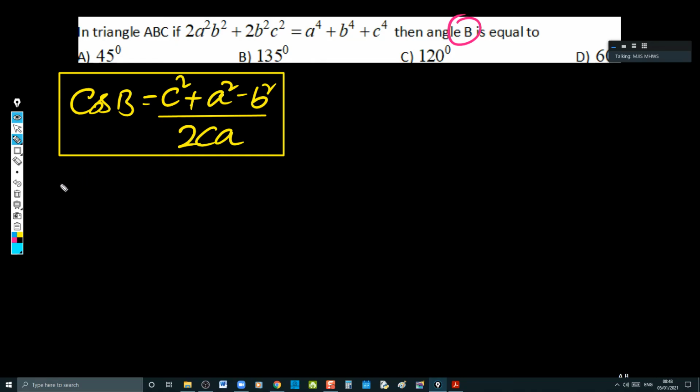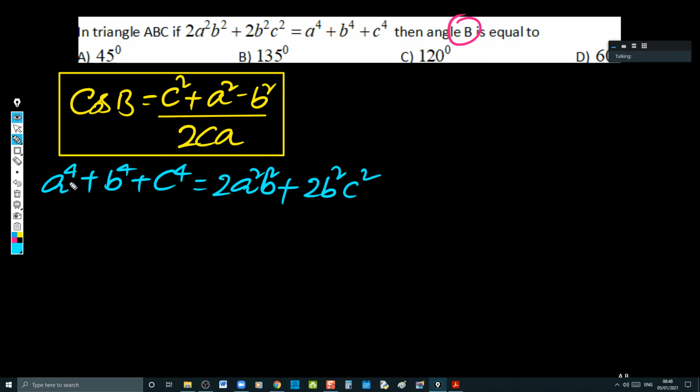I will be taking this A power 4 plus B power 4 plus C power 4 is equal to 2A square B square plus 2B square C square. Now, I want to make it a perfect square because power 4 is there. According to cos B, I'm trying to write this as C square plus A square minus B square, because I need cos B, whole square.